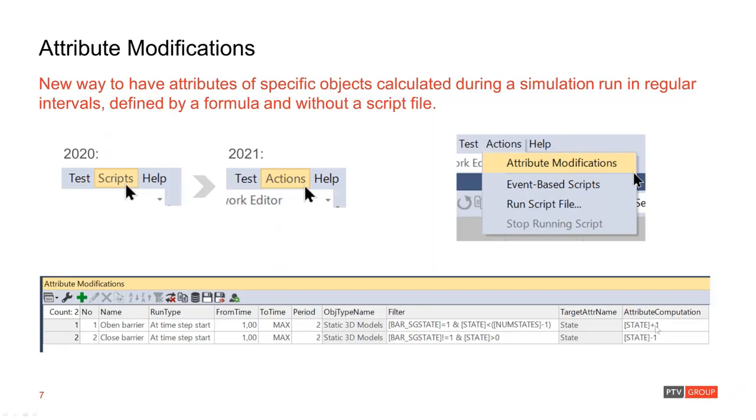Then the state is increased by 1, so the barrier opens by 1 step, and this is done every 2 time steps. So well, if you have 10 time steps per second, every 0.2 simulation seconds. And also then, if the signal is not green and the barrier is not closed, it is closed by 1 step.